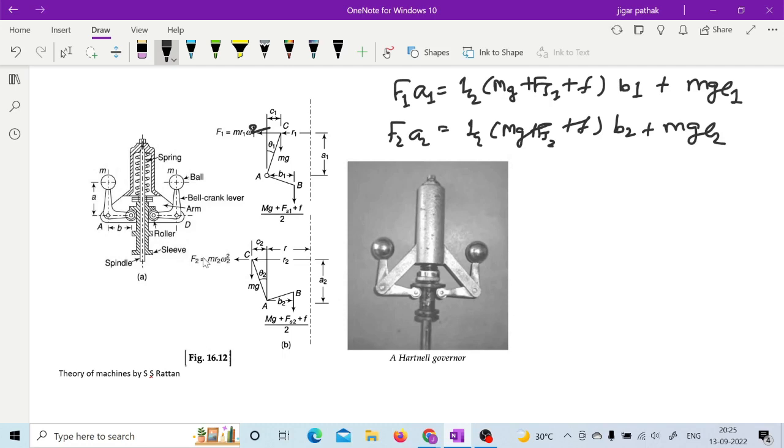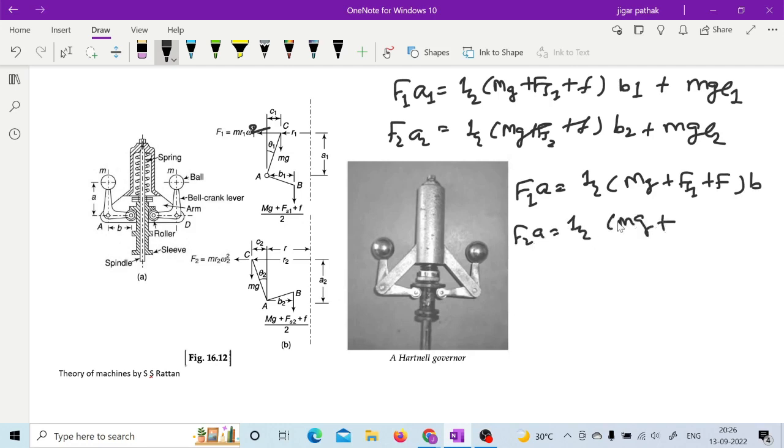Right, now if you consider that this e1 e2 are equal almost, and this b1 b2 are almost equal, and you can consider c1 c2 as very negligible, almost 0, and if you simplify, then you can write your f1a equals 1/2 mg plus fs1 plus f into b. Similarly f2a is equal to 1/2 mg, this is capital mg, plus fs2 plus f into b.